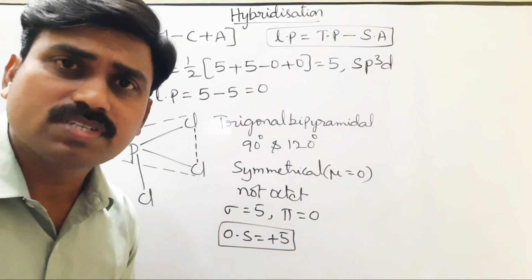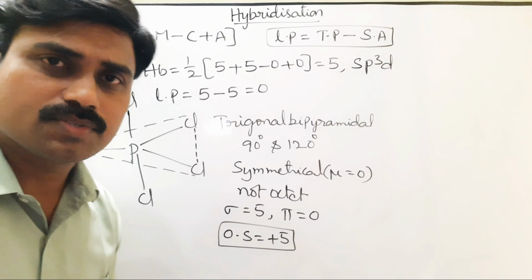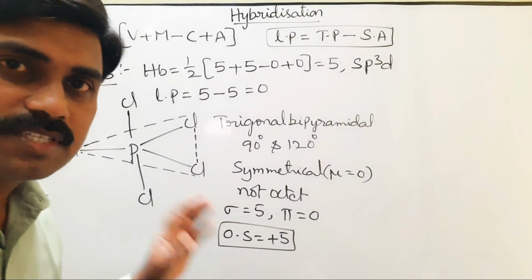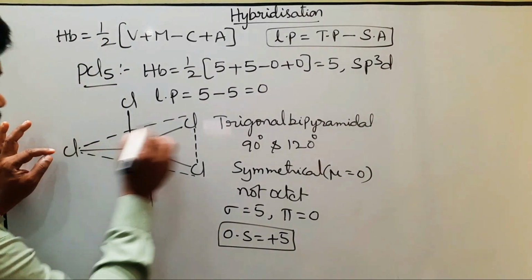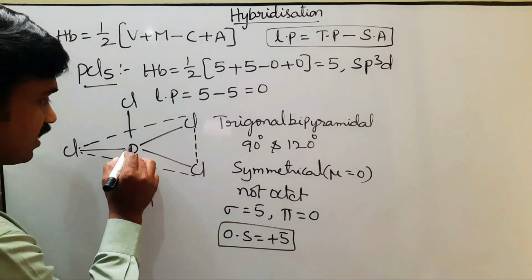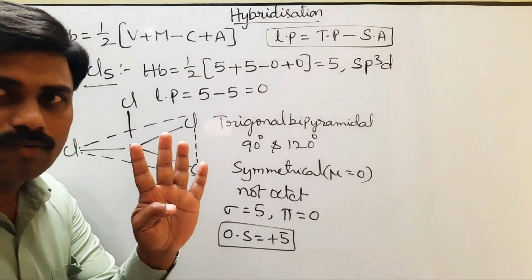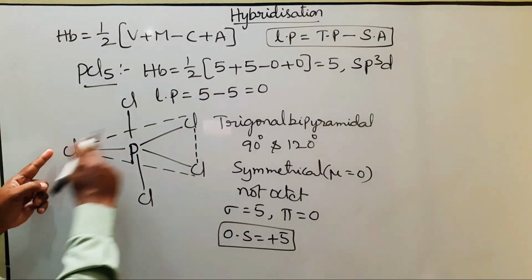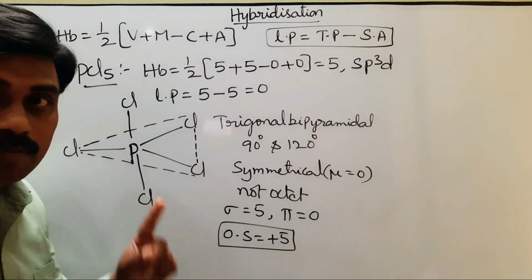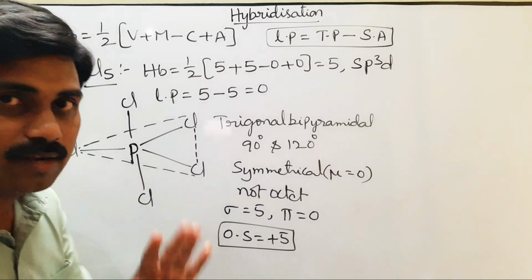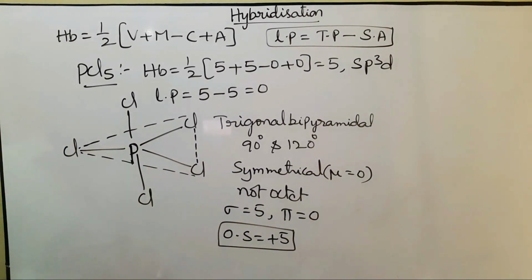Actually, here one more question came in previous examinations, like how many planar atoms are in the PCl5 molecule? On the plane, 3 chlorines are there and the central atom phosphorus is also on the plane. That's why here planar atoms are 4. Chlorines 3 and central atom phosphorus 1, that's why 4 planar atoms exist in this structure.